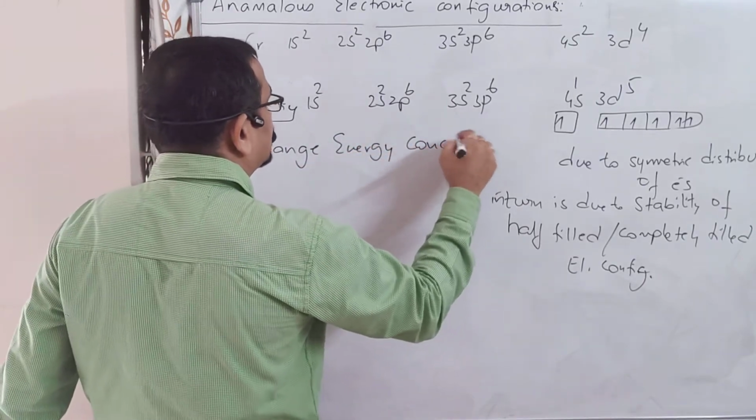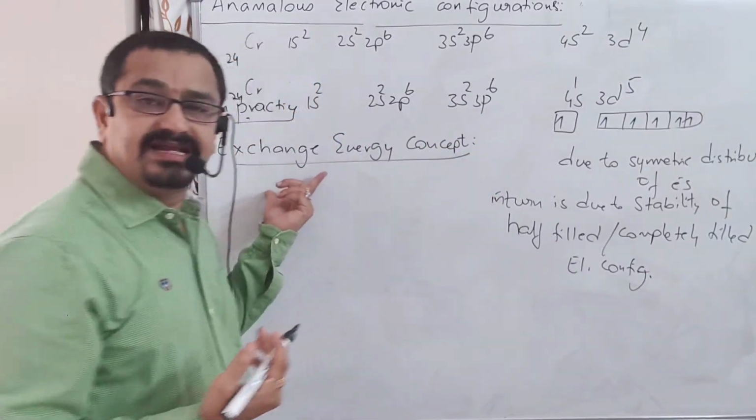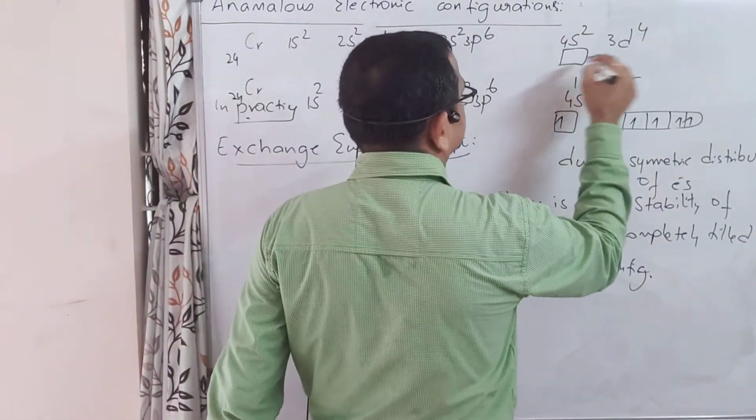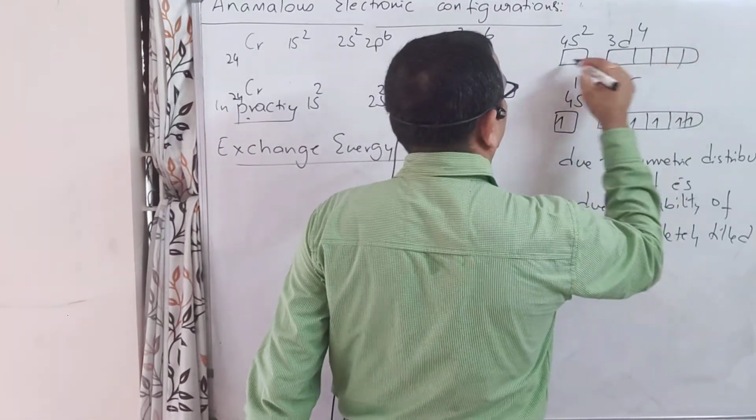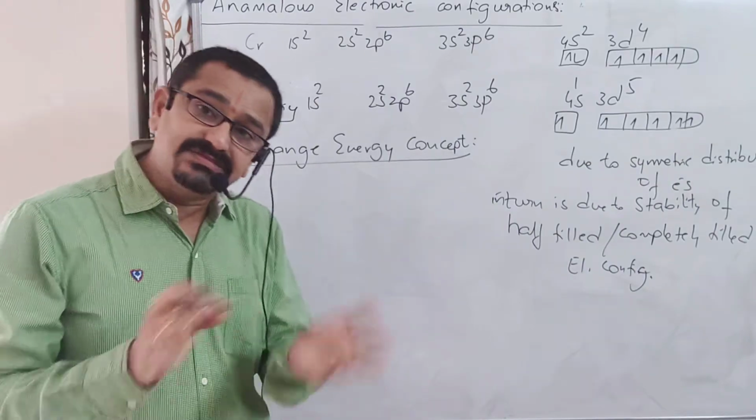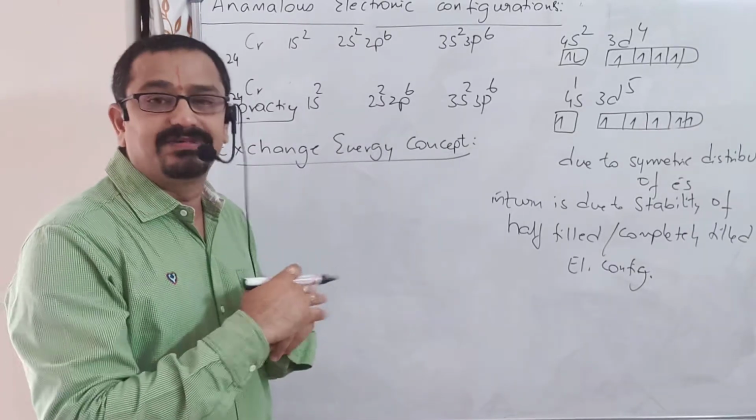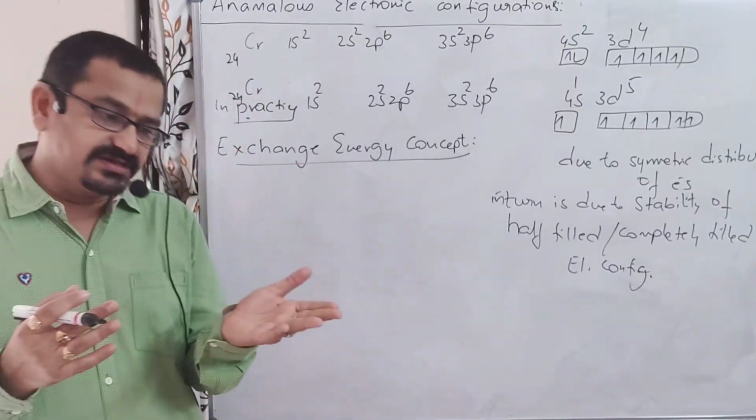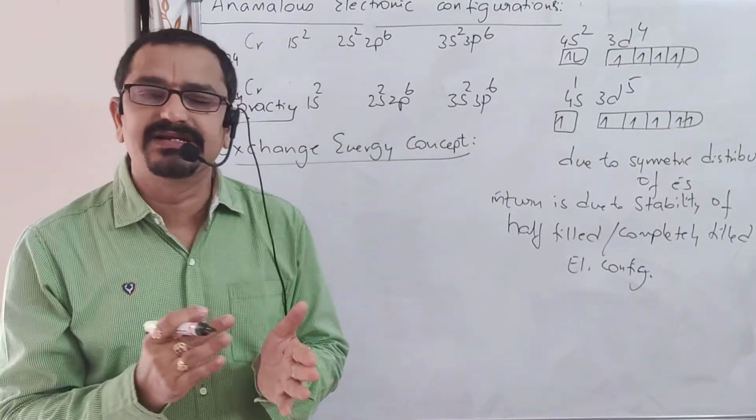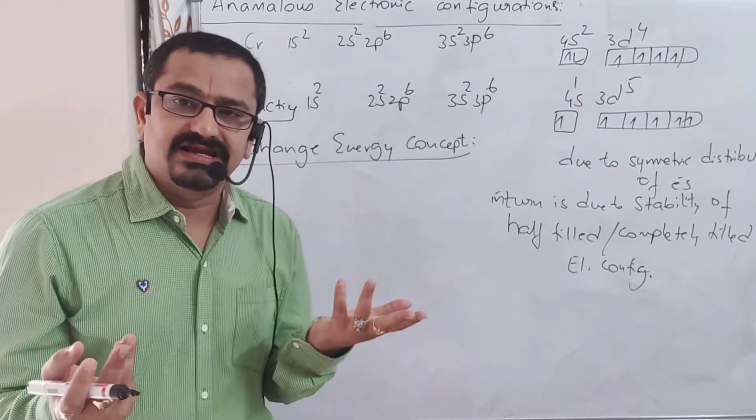The anomalous electronic configuration, due to half-filled or completely filled stability, was more clearly explained using the exchange energy concept. Actually, when electrons are filled in this way, electrons with the same spin, called parallel spin, also try to get accommodated in each and every orbital, during which they repel one another, as we discussed.